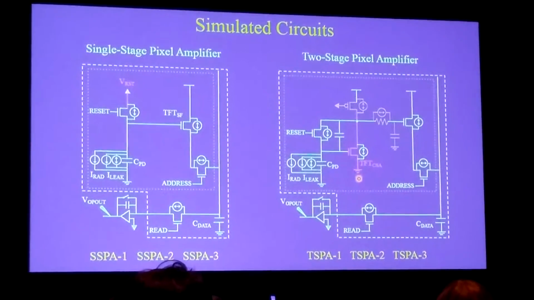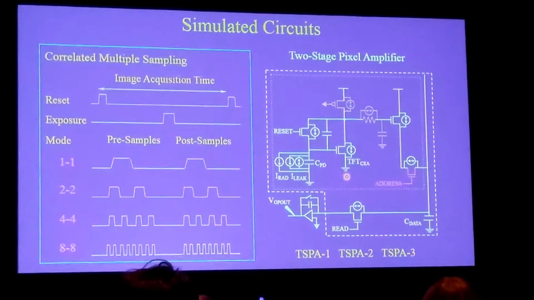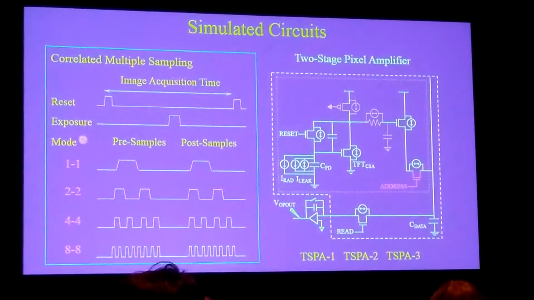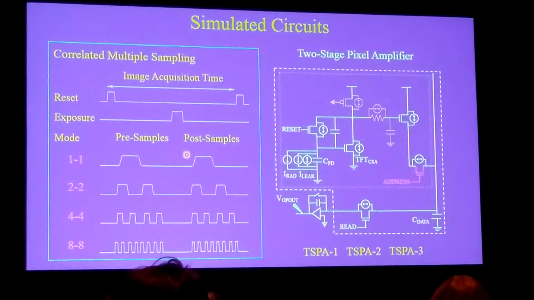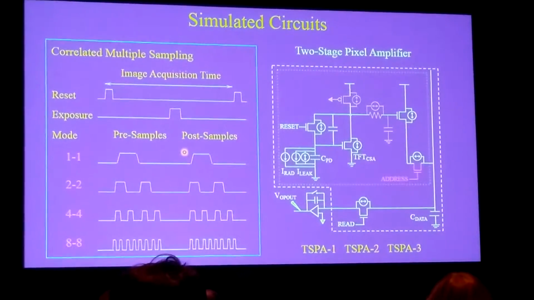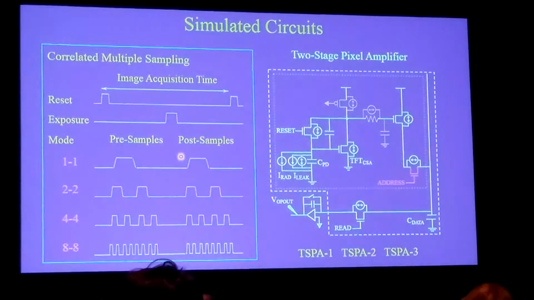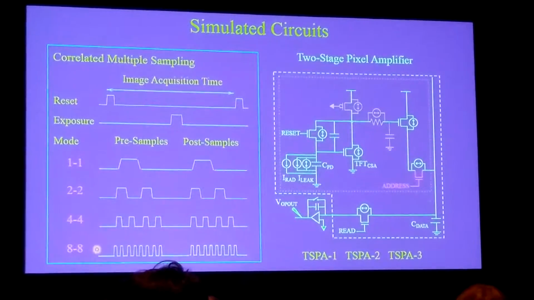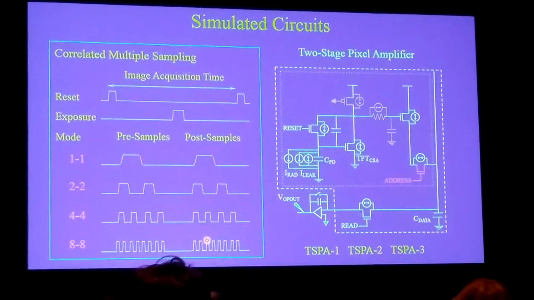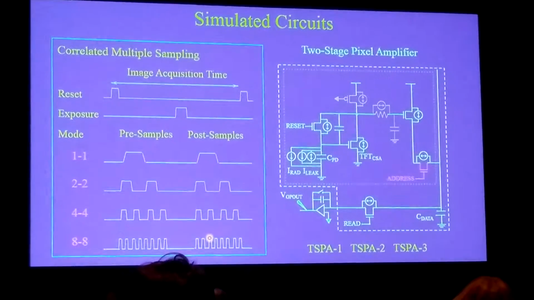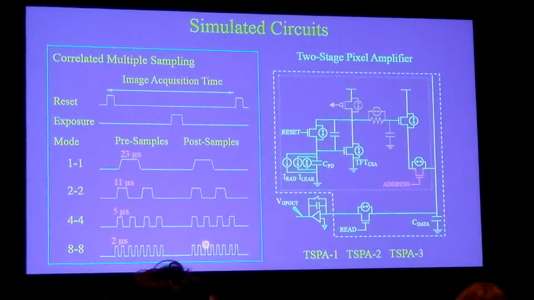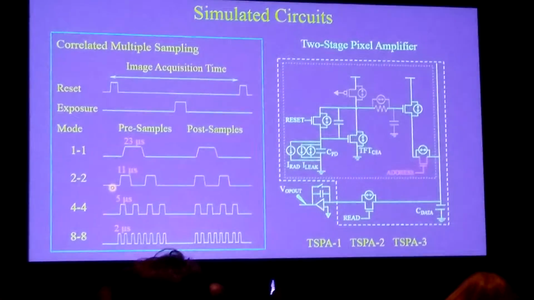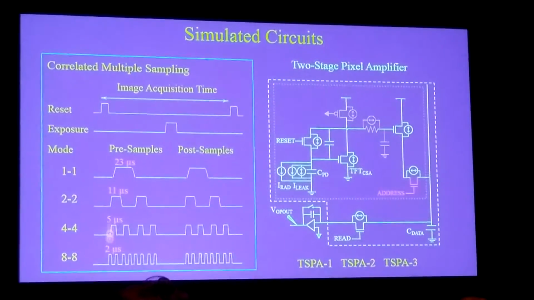Also, to explore the effect of correlated multiple sampling, 4 different sampling modes were explored: sampling once before and once after exposure, and then subtracting the before sample from the after sample, referred to as the 1-1 mode, up to sampling 8 times before and 8 times after the exposure, referred to as the 8-8 mode. The more samples are taken, the shorter the time we allow for addressing each pixel's gate line for each sample in order to achieve the 30 frames per second.